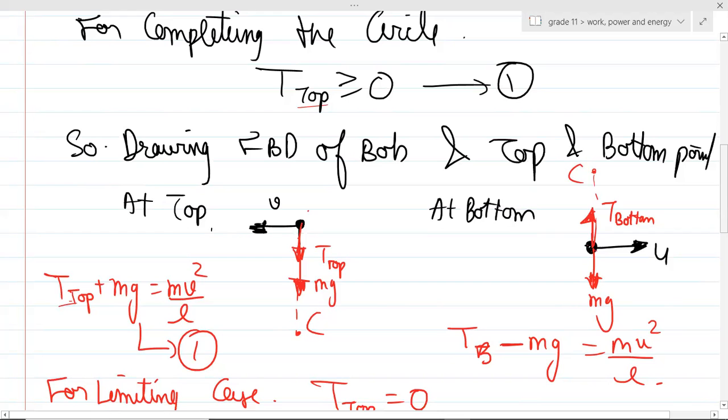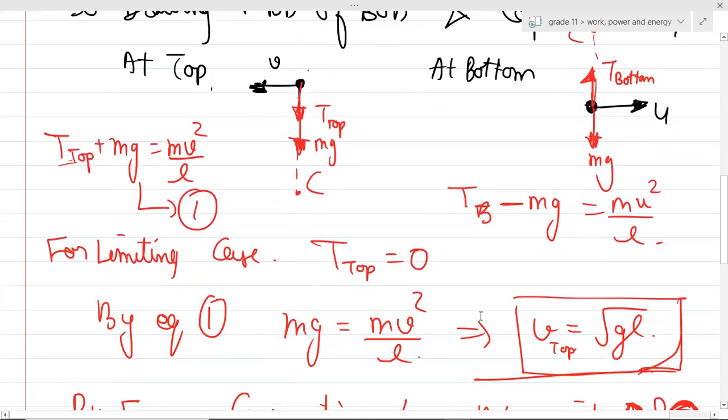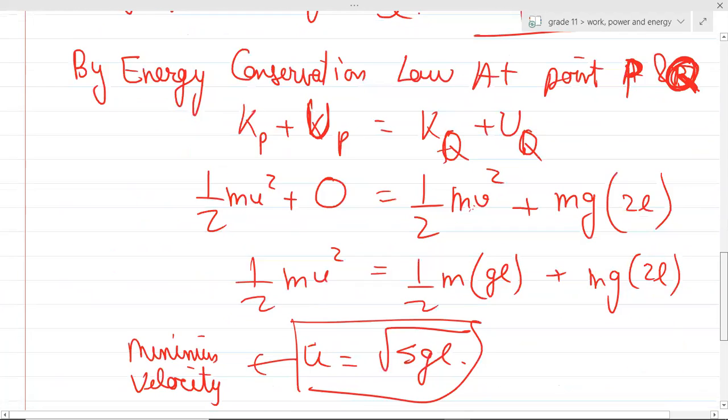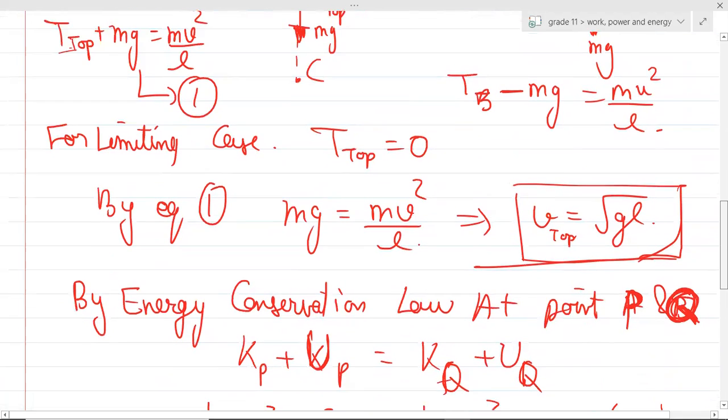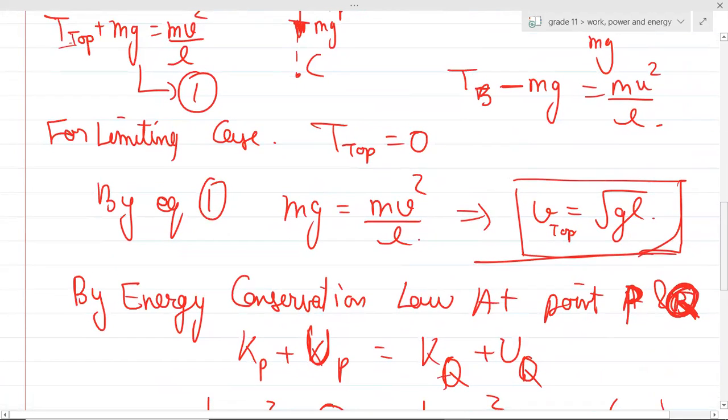And acha, can you see over here? Can anyone find what will be the tension at the bottom? Can you say u square will be under root of 5gl, and so when tension is 0, you can find out the tension at the bottom as well by equation number 2, in case they asked. Hai na? So I guess the derivation is pretty much clear.